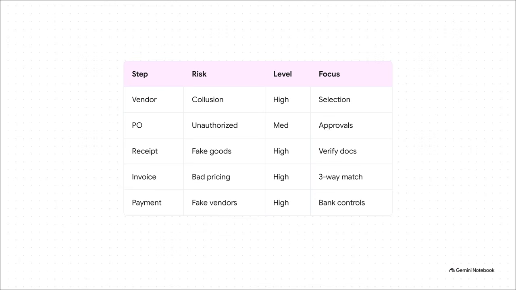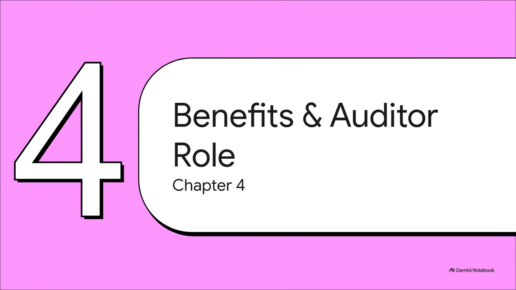Notice that for the high-risk areas, like vendor collusion or fake invoices, we do deep, rigorous dives. But for medium or low risks, we can scale back. Our resources are dictated entirely by the risk level, so we never over-audit a minor issue or under-audit a massive one. Moving to Section 4, benefits and the auditor's role.